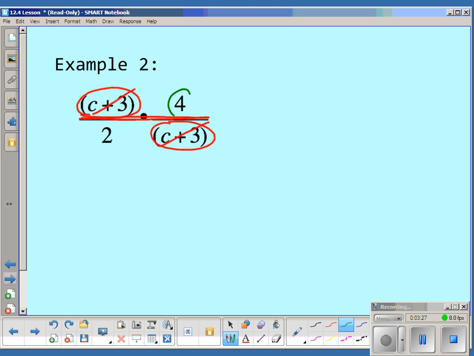Then I look and see I have a 4 on top and a 4 on the bottom. 4 divided by 2. 4 is really 2 times 2. So one 2 cancels, so this whole thing just simplifies to 2. Okay, so multiplication is kind of like what you did for simplifying, because everything on top is going to stay on top and everything on the bottom is going to stay on the bottom.